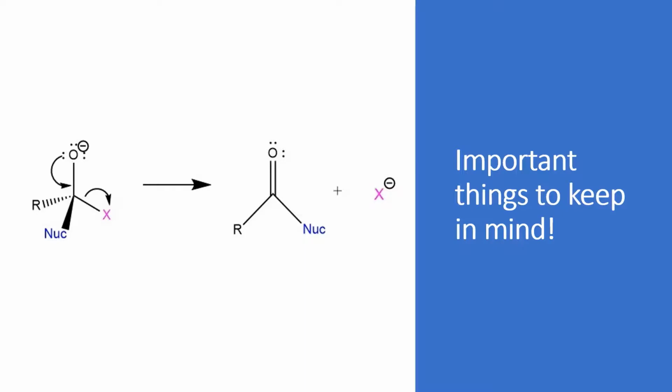So some important things to keep in mind if you're going to use this mechanism is you have to make sure that the group you intend to be leaving, in this case this X, is a better leaving group than that nucleophile. So a better leaving group is a weaker base or a less strong nucleophile, because the stronger nucleophile will maintain its bond with that carbon.